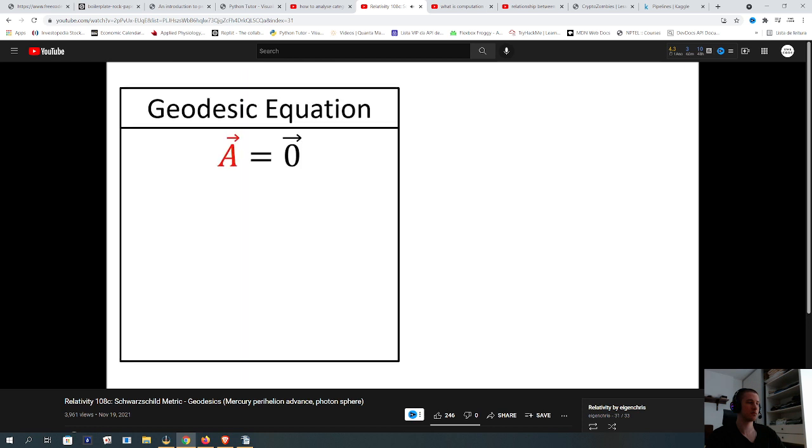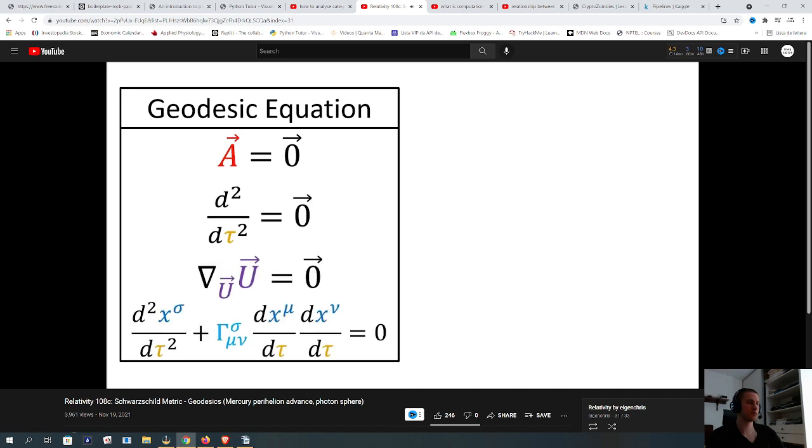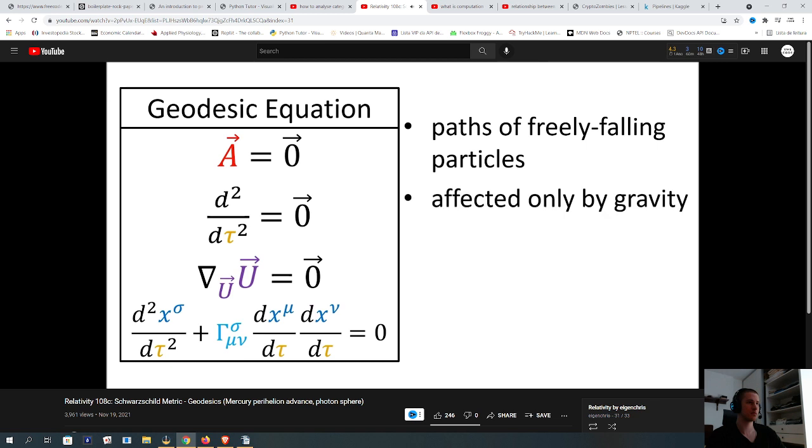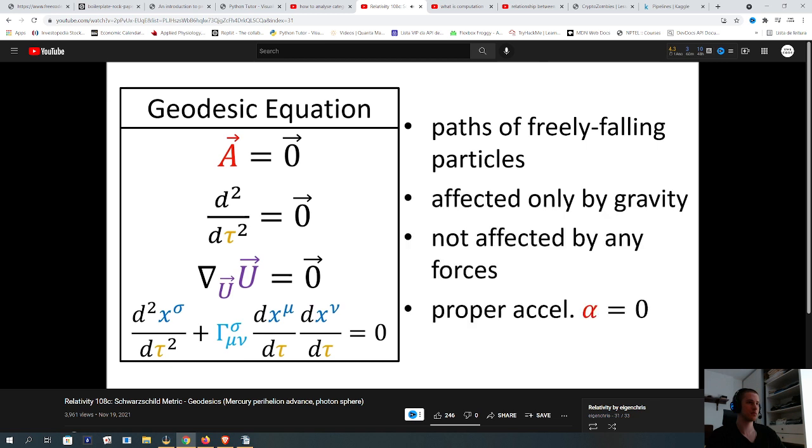So setting an object's forward acceleration vector equal to 0 gives us the geodesic equation, which can be written in several different ways. Solving the geodesic equation gives us the paths of freely falling particles through spacetime that are only affected by gravity and no other forces.